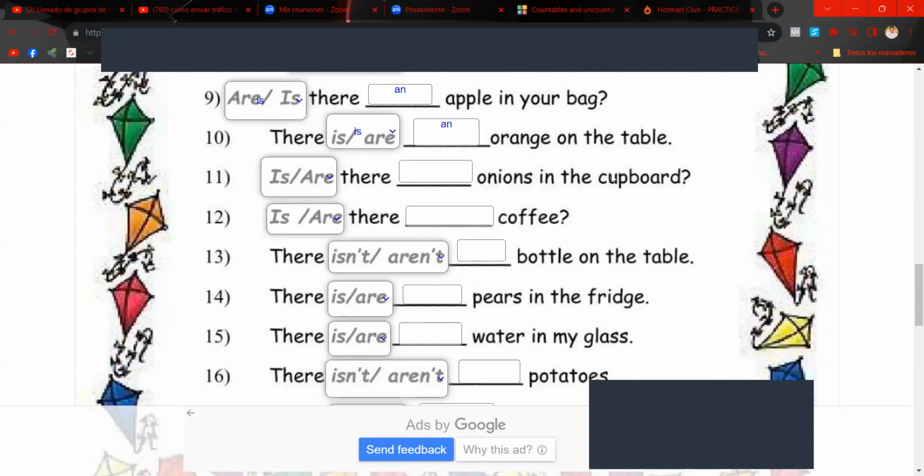And you have to tell me number 11. Are there onions in the cupboard? You have to, there is a question. So you have to use here any. Yes, any. Very good, my friend. Are there any onions in the cupboard? 12. Is there or are there coffee? What do you say? There is some coffee? Yeah, very good, my friend.